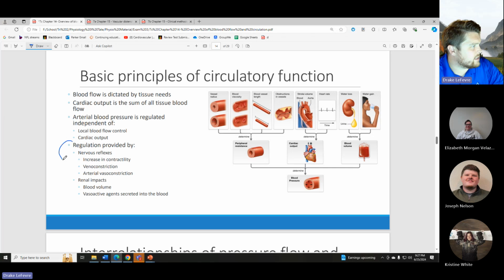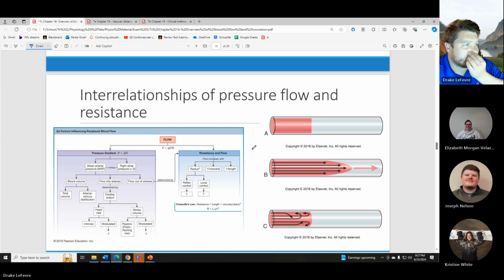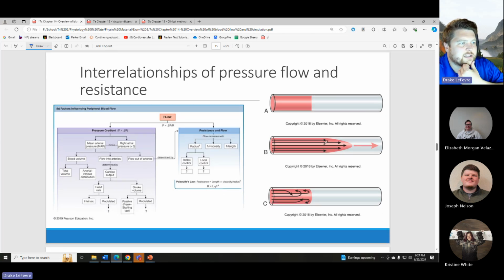These are all of the things that regulate blood flow: the contractility, constriction, dilation, all that kind of stuff. Pressure, flow, resistance, this is what I was drawing earlier, where along the walls you get more resistance. So blood towards the outside of the vessel travels slower than the blood in the middle of the vessel.